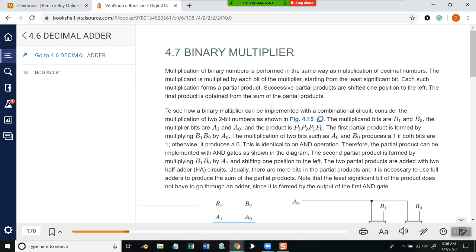Okay, binary multiplier. Multiplication of binary numbers is performed in the same way as multiplication of decimal numbers. The multiplicand is multiplied by each bit of the multiplier, starting from the least significant bit. Each such multiplication forms a partial product. Successive partial products are shifted one position to the left. The final product is obtained from the sum of the partial products.